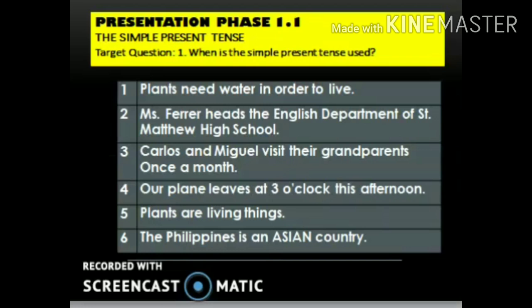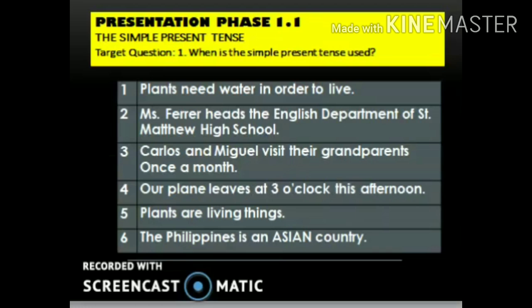The subject of a sentence is simply what the sentence is about. It may be singular or referring to one person, thing, or idea. It may be plural or referring to two or more persons, things, or ideas. Can you tell which among the sentences have singular subjects? Sentences 2 and 4 have singular subjects, while sentences 1 and 3 have a plural subject.